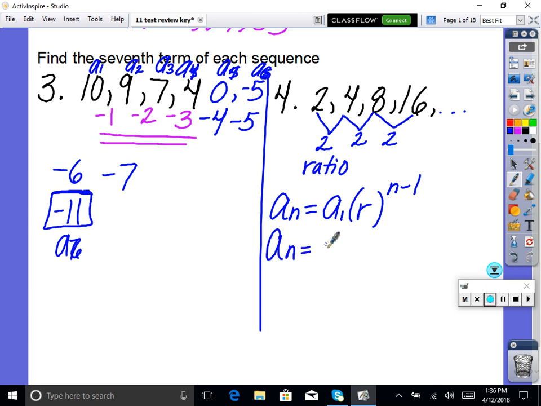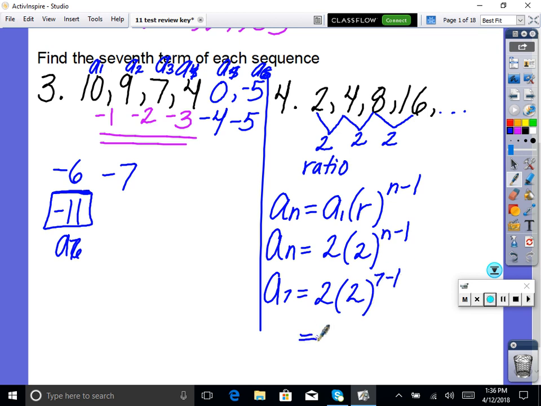A sub n is equal to a sub 1, which is 2. Our ratio is positive 2, raised to the n minus 1. It wants us to find the 7th term, a sub 7. So we have 2 times 2 raised to the 7 minus 1. We type it into our calculator and we would get 128. That would be our 7th term.